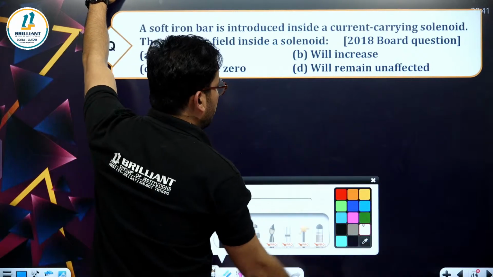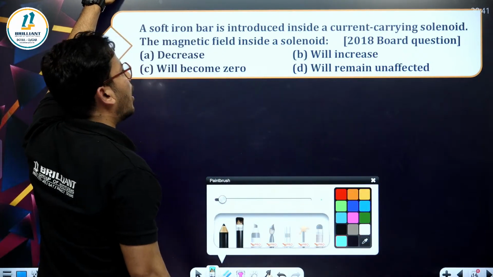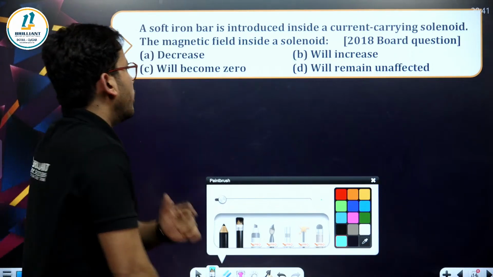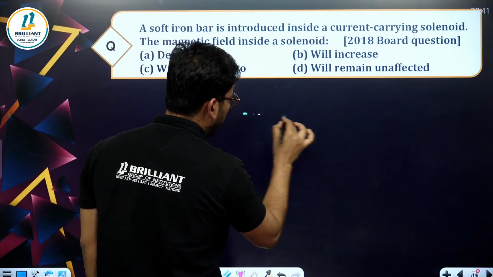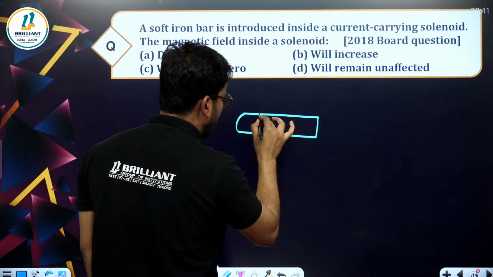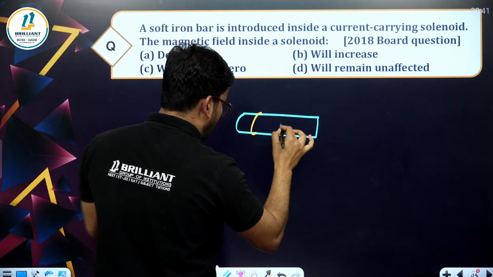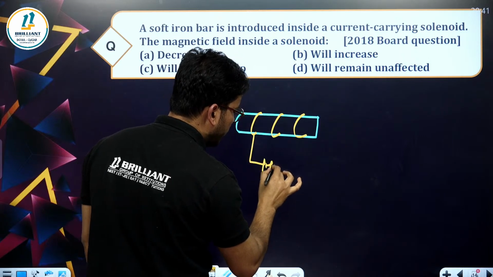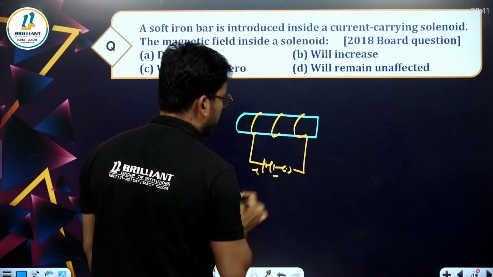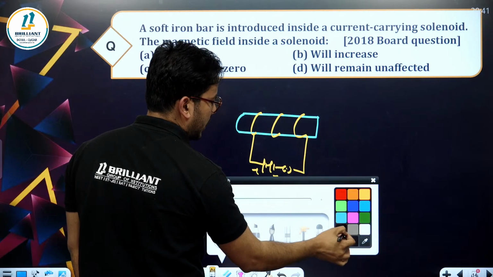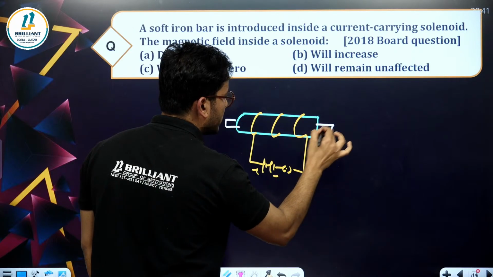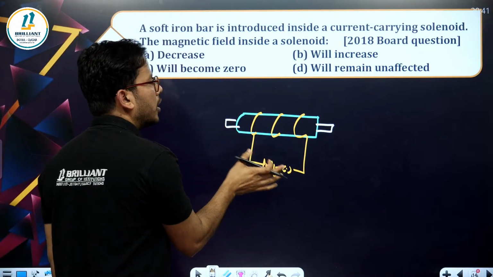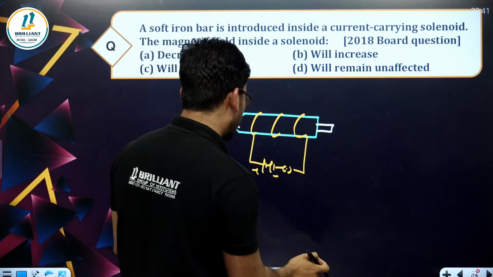All right. See properly here. A soft iron bar is introduced inside a current carrying solenoid. The magnetic field inside the solenoid will be... See guys, we know while making an electromagnet, we wrap wires above a non-conducting material like that. And you have the positive and negative terminal, right? And let me fix a soft iron inside. There you go. Now what will happen if you place a soft iron inside? You will tell it will increase, right? Our answer is it will increase.